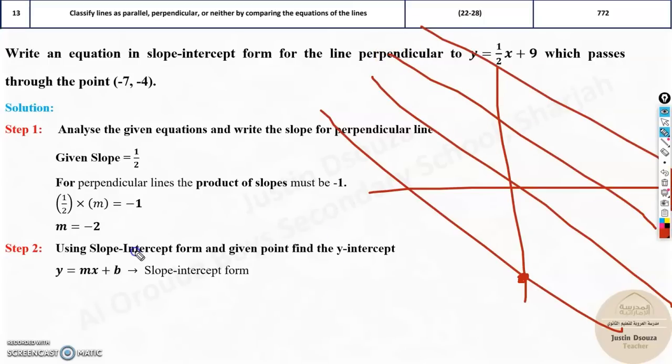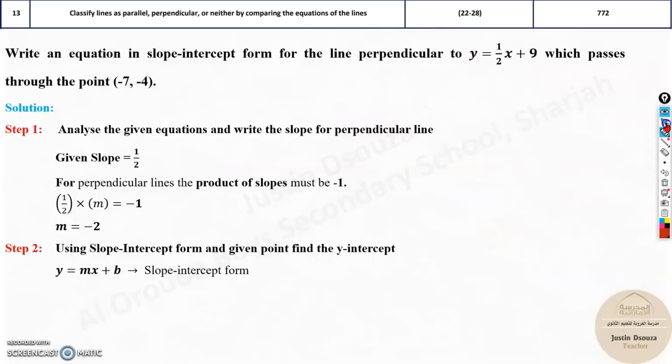Now, we know only the slope, but there might be hundreds or thousands or infinite lines with that slope. How do we find the exact line which we require? So this point must be passed, right? So let's use that point as x and y. First is x, second is y.